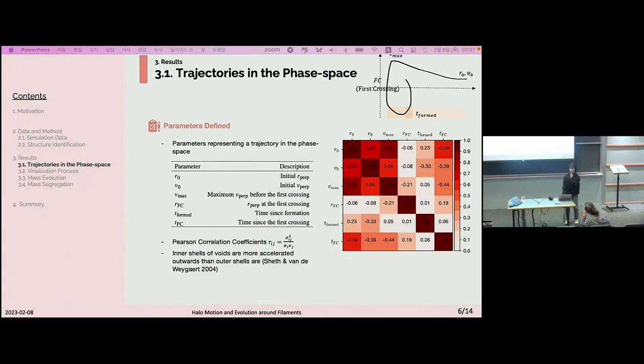And to see if there is any linear relationship between those parameters, we calculated Pearson correlation coefficients to find that there is the strongest correlation between R0 and Vmax. This is partly because of our selection, because we are not considering the non-crossers, so the halos that are formed farther from the filaments with lower velocities would not be counted as crossers. So this is partly because of selection effects, but there is also another reason, which is that inner shells of the voids, which are far from the filaments, are more accelerated outwards towards the filaments, according to previous research.